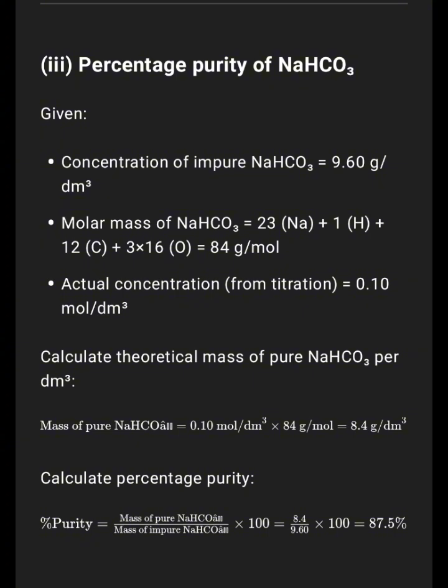So you put your parameters, so your mass of pure will be 8.4 gram per dm³, while your mass of impure will be the 9.60. Multiply it by 100, and when you do your calculation, you'll be getting nothing but 87.5%.